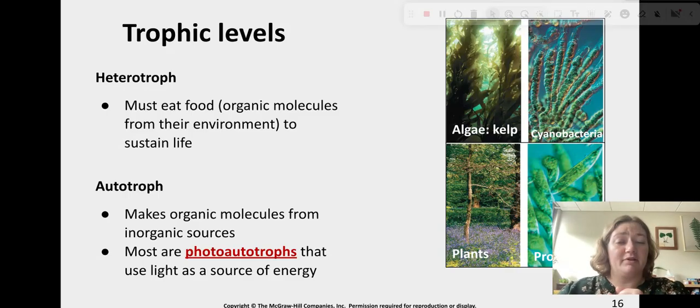So typically we think of plants, right? Plants photosynthesize. But there's also algae, there's also some cyanobacteria, there's also some protists that have the ability to photosynthesize as well. So the ability to harvest light energy.